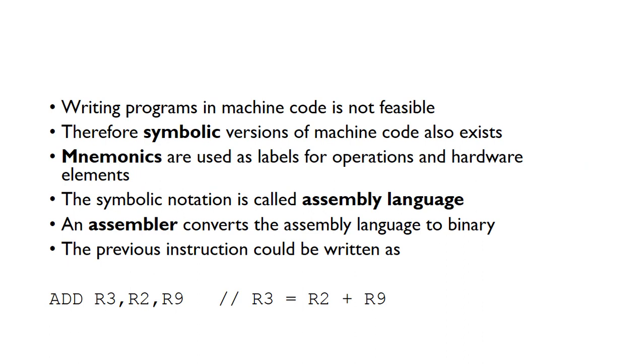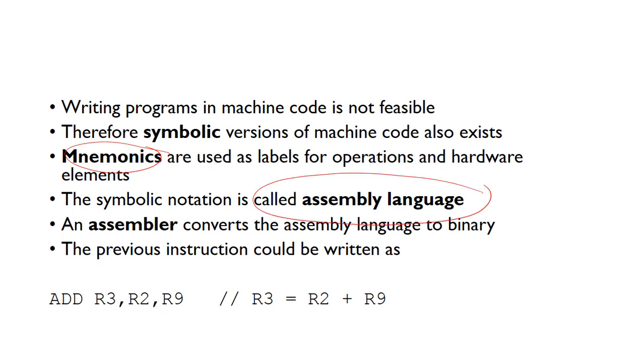So as you can imagine, writing programs in machine code is pretty much impossible. So symbolic versions of machine code also exist. In this symbolic version, we use mnemonics. These are used as labels for different operations and hardware elements. This symbolic variant of machine code is known as assembly language.